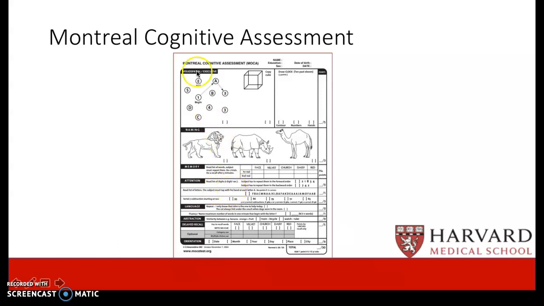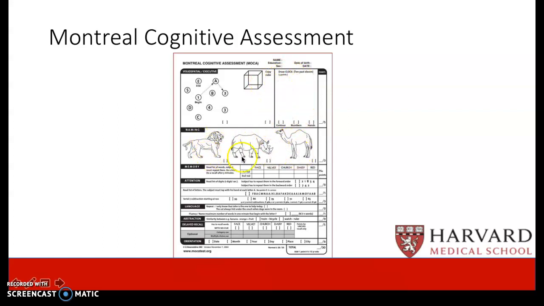Just to give a couple of examples, this first part, you connect numbers to letters and make trails. So for example, number 1, you then connect to A, then you go to the next logical number, which is 2, then the next logical letter, which is B, then the next logical number is 3, then the next logical letter is C, and so on and so forth. Here you copy a cube, and we're pretty strict with how the lines connect. Here you draw a clock, put all the numbers, and put the time 10 past 11. This one can be tricky because you really have to understand visuospatial cognition and remember that the numbers represent minutes and hours, and it uses a lot of different cognitive domains.